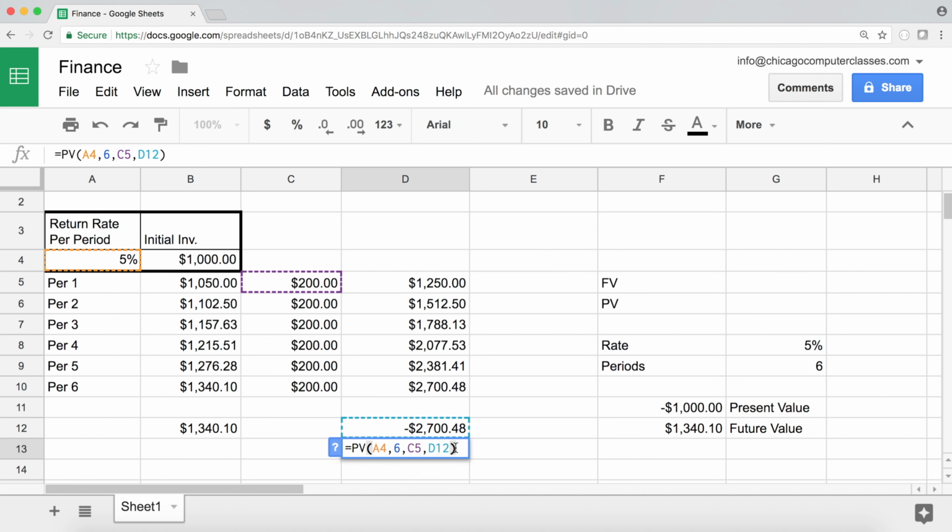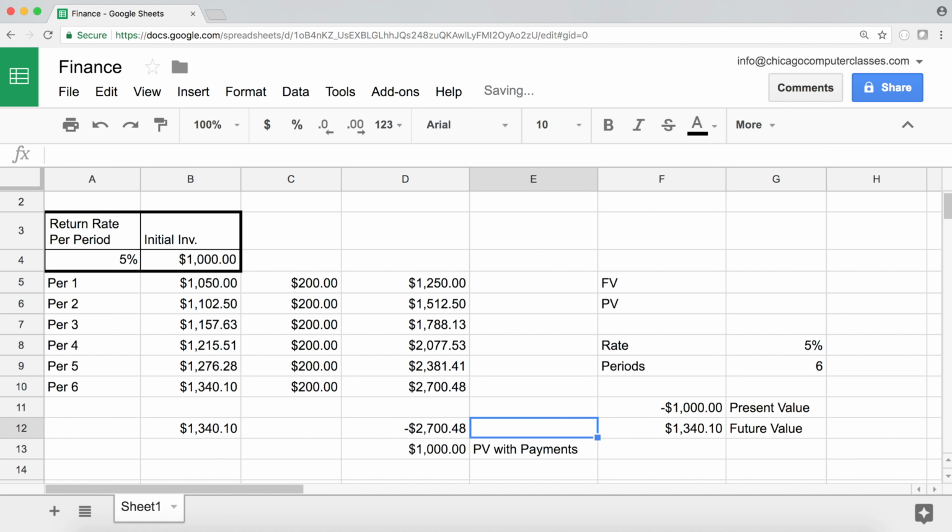So again, we're basically stepping back with our present value here. So again, present value, PV with payments. And this is FV with payments.